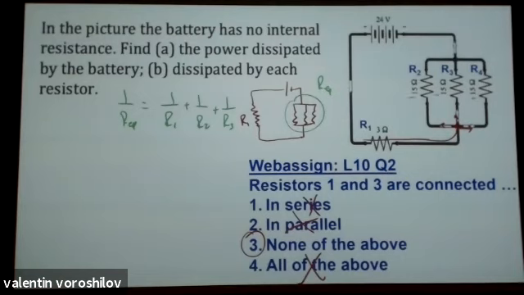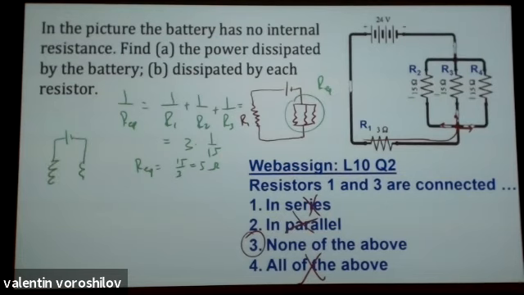In general, for any number of identical resistors connected in parallel, the calculation is very simple. In this case, it's going to be equal to just 3 times 1 over 15. And R equivalent will be just 15 over 3. We have to flip it. That gives 5 ohms.